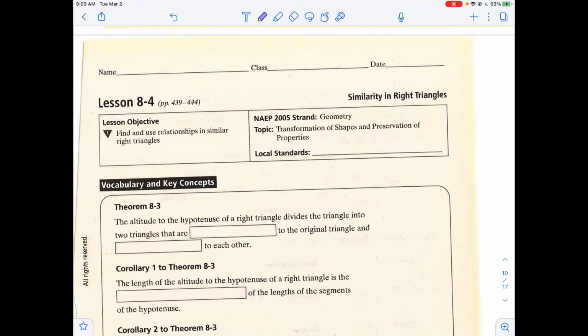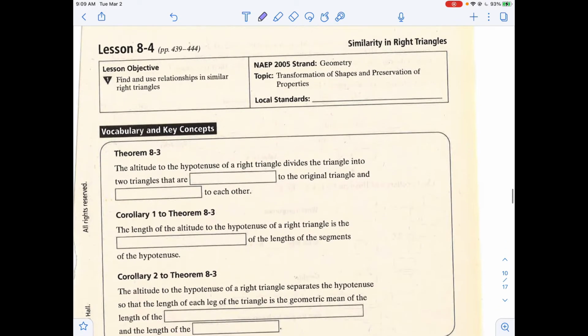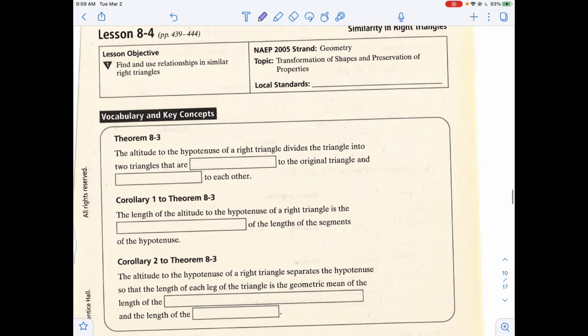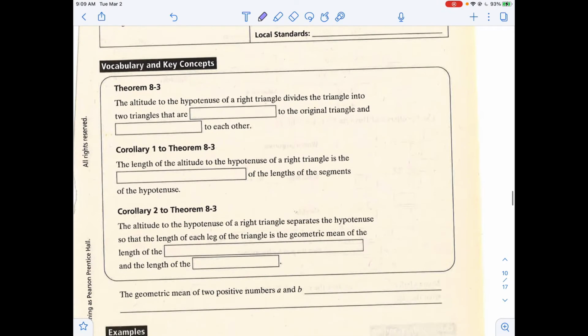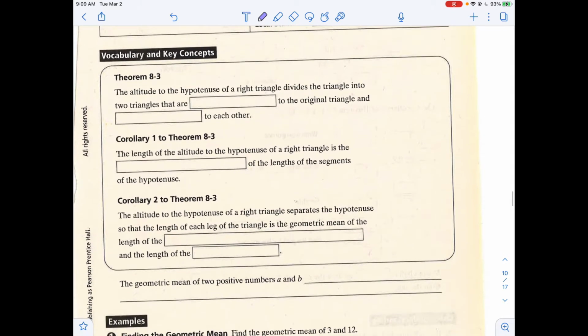Alright, lesson 8.4 is about similarity in right triangles. And our objective is to find and use relationships in similar right triangles. So our new theorem is theorem 8.3, which says that if the altitude to the hypotenuse of a right triangle divides the triangle into two triangles, then they are similar to the original triangle and similar to each other.